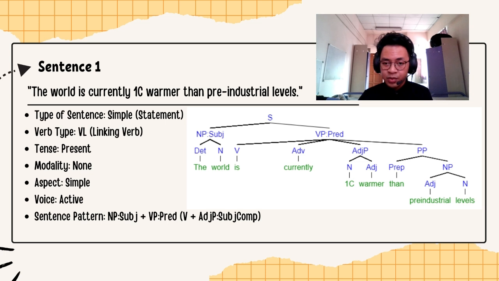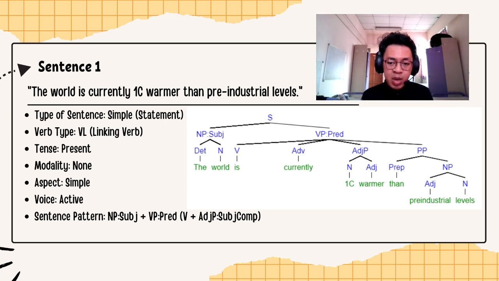Now, let's move on to the verb phrase, which is currently 1 degree Celsius warmer than pre-industrial levels. Let's break this down further, shall we? Is the main linking verb. It connects the subject to the predicate. Currently is an adverb. It modifies the adjective phrase, telling us when. 1 degree Celsius warmer is an adjective phrase that describes the subject state. In it, 1 degree Celsius is a noun, warmer is the adjective.